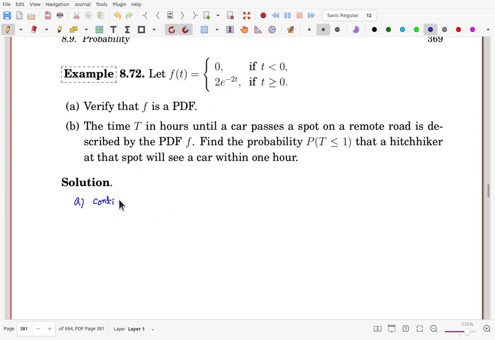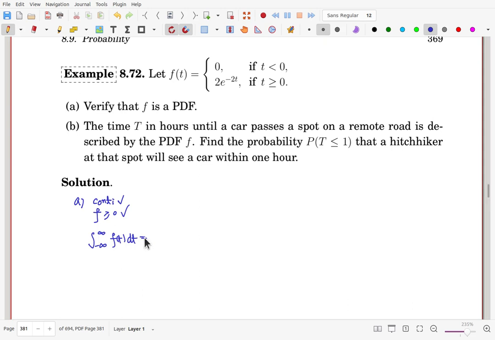Okay, now this is okay. And secondly, the function must be non-negative, and apparently the left-hand side is 0 and the right-hand side is all positive, so then it's okay. Now the integration of the function over the whole line must be 1. Okay, let's check it. Integral from minus infinity to infinity of f of t dt.